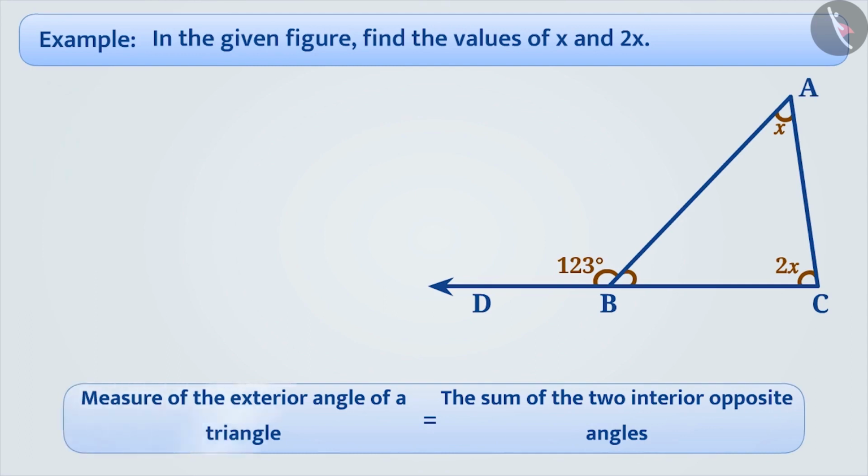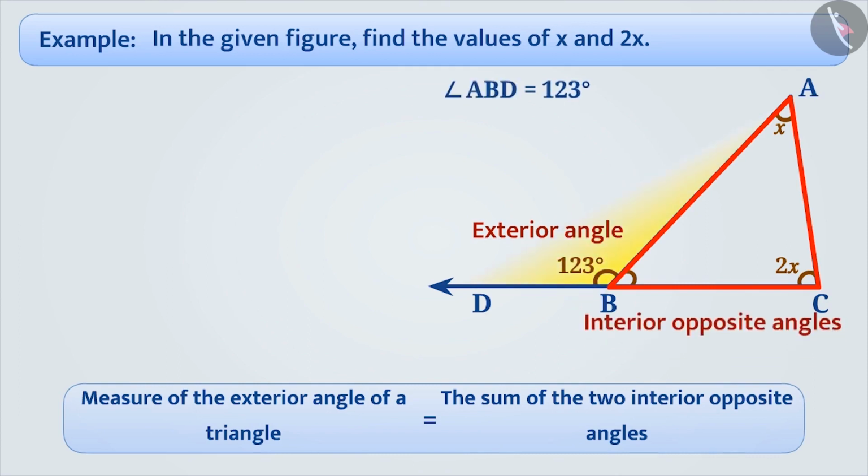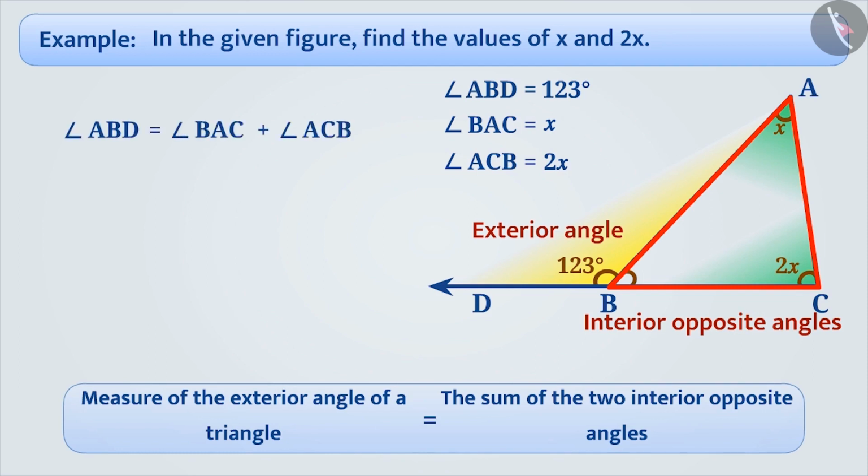Yes, we can definitely solve this question using the exterior angle property. Here we can see that angle ABD is the exterior angle of triangle ABC measuring 123 degrees, and the interior opposite angles to this angle are angle BAC and angle ACB. Here the measure of angle BAC is x and the measure of angle ACB is 2x. From the exterior angle property of a triangle, we can write angle ABD is equal to angle BAC plus angle ACB, which means 123 degrees is equal to x plus 2x, which means 123 degrees is equal to 3x.